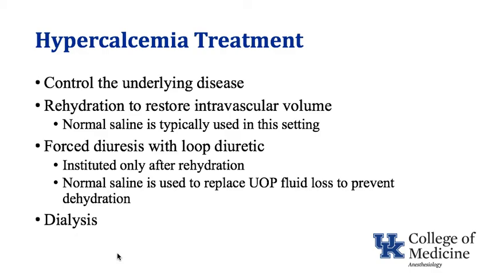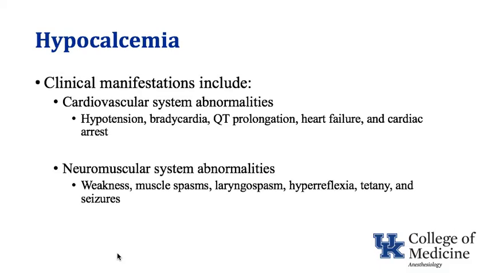The treatment for hypercalcemia includes controlling the underlying disease and rehydration to restore intravascular volume. Typically, normal saline is used because it has no calcium in it. Forced diuresis is frequently used as well, typically with a loop diuretic, and it's typically only instituted after appropriate rehydration, and normal saline is used to replace ongoing urine output fluid loss to prevent dehydration. Finally, dialysis can also be used.